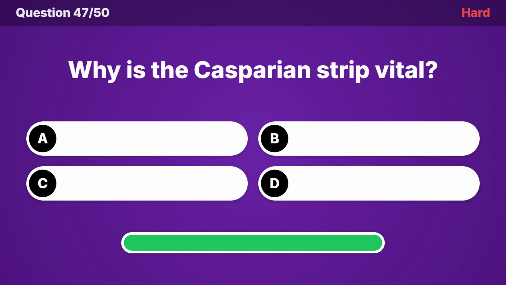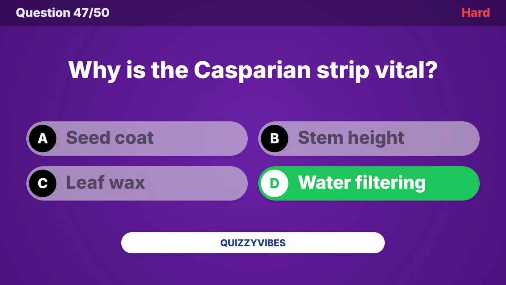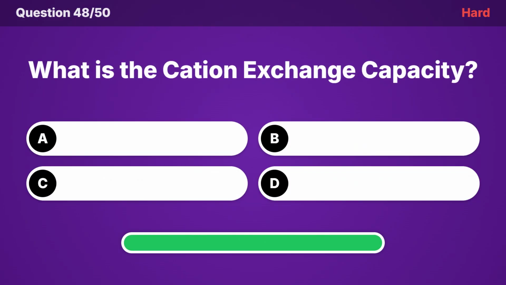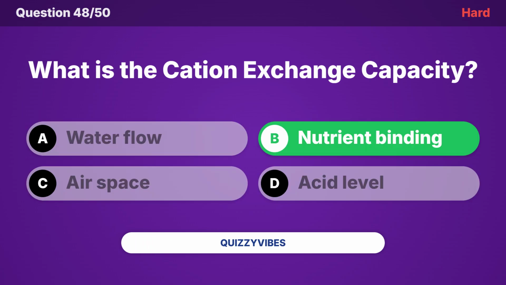Why is the Casparian strip vital? The answer is water filtering. What is the cation exchange capacity? And the answer is nutrient binding.